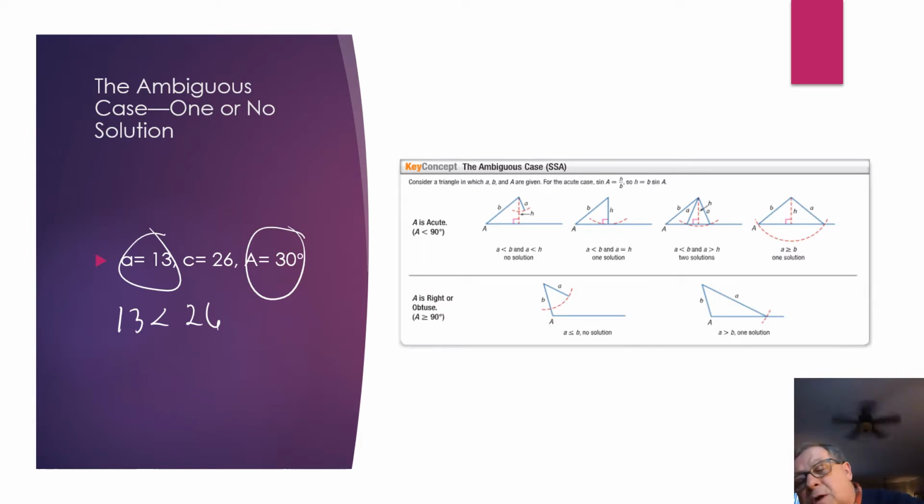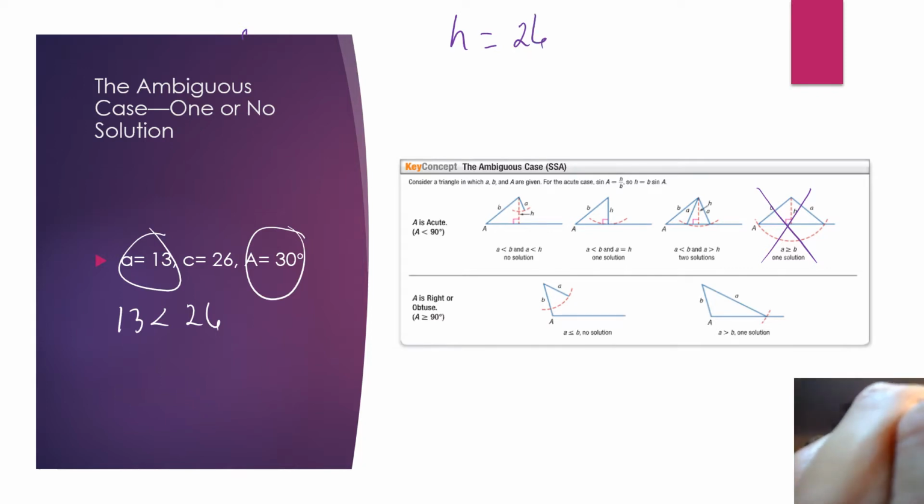Because every situation that we've got up here for an acute angle, since 30 is an acute angle, everyone is still in play except for that one right there. Because the side opposite the angle we know is not greater than or equal to the other side we've been given. Well, again, let's think about H. We can find the height by multiplying the additional side that we've been given, which in this case is 26, times the sine of 30.